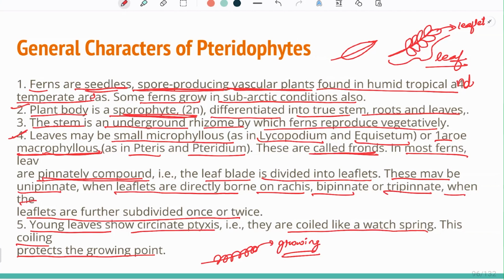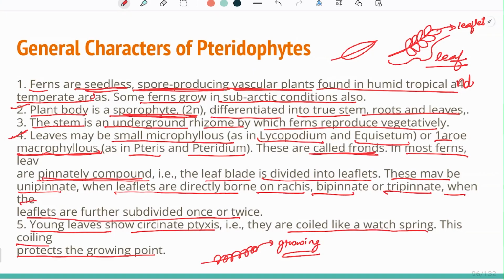The stem is an underground rhizome, as in ginger. Ginger is also a rhizome, but it comes under angiosperm. But the stem in it is an underground rhizome, by the help of which the pteridophytes reproduce vegetatively.